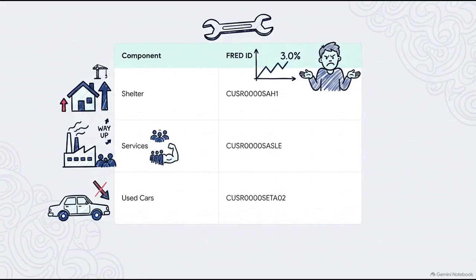And then you have services, that's CUSR000SASLE, which is running way above target because of a super tight labor market. Even used cars, CUSR0000STEA02, aren't giving us the downside relief we need. This data tells us exactly why getting that last mile of inflation down is going to be incredibly painful.